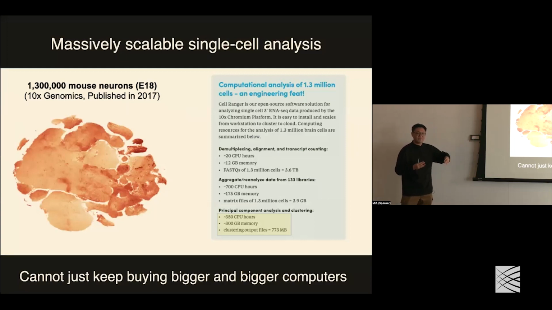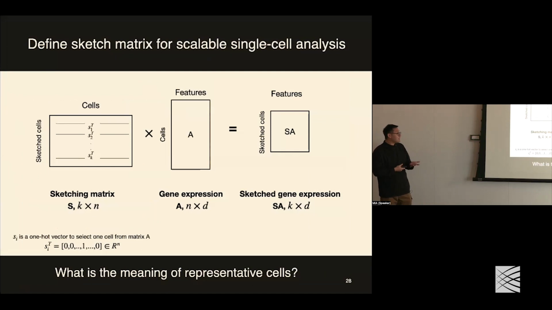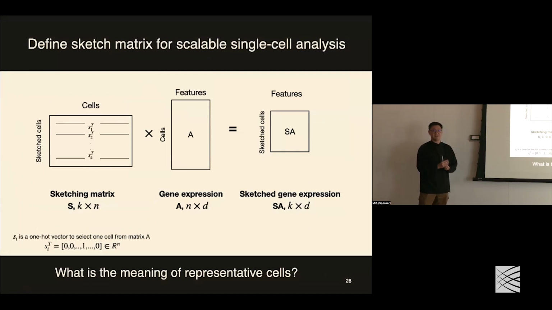Even though this time we can do it this way, right now we are facing tens of millions of cells. Maybe in the future, we are going to handle hundreds of millions. And we cannot just buy bigger and bigger computers. We need a fundamentally different algorithm to solve this question. One idea we can use is, if we can get some representative cells first, we can sketch the matrix. Then we do the computing-intensive work on those representative cells, that small subset, and then find an efficient way to propagate the information from the sketch to the full dataset.